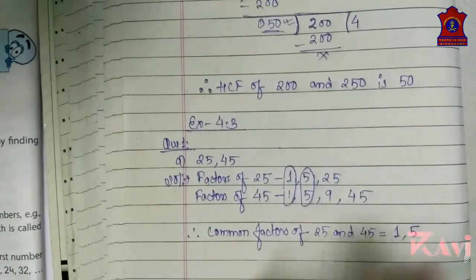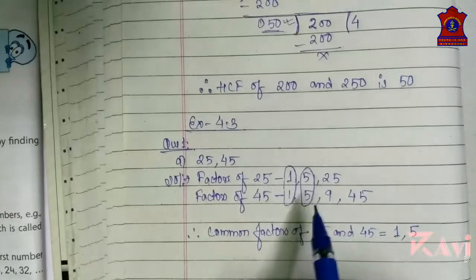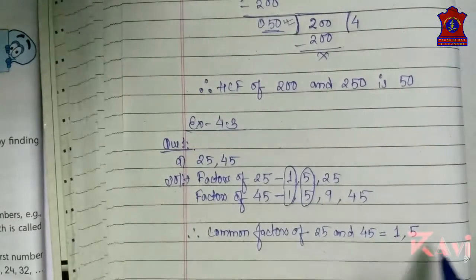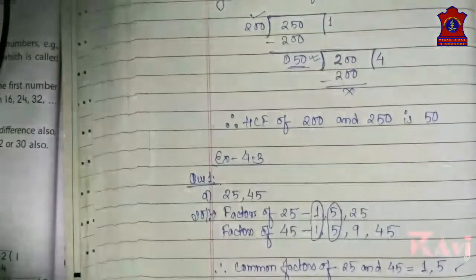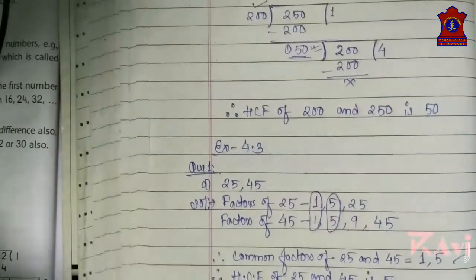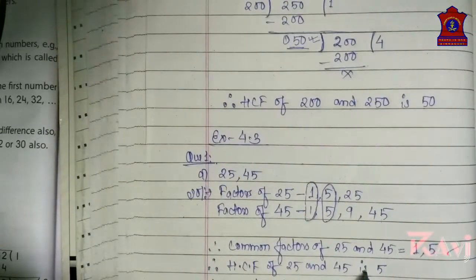Okay. So this question is very clear to you. You have to find first the factors of the given numbers and then check which factors are common. Write it like this. Now, what is the HCF of these two numbers? Therefore, the HCF of 25 and 45 is 5.